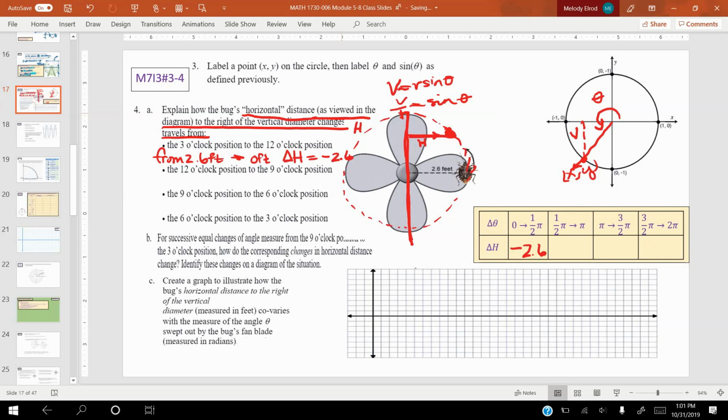So from 0 radians to half pi radians, which is right there at the 12 o'clock position, we've got a change of negative 2.6. From the 12 o'clock position to the 9 o'clock position, we go from 0 feet to, now if we end up over here, then this distance in here, because it's to the left instead of to the right, is going to end up being negative 2.6 feet. So there is another decrease of 2.6, or a negative 2.6.